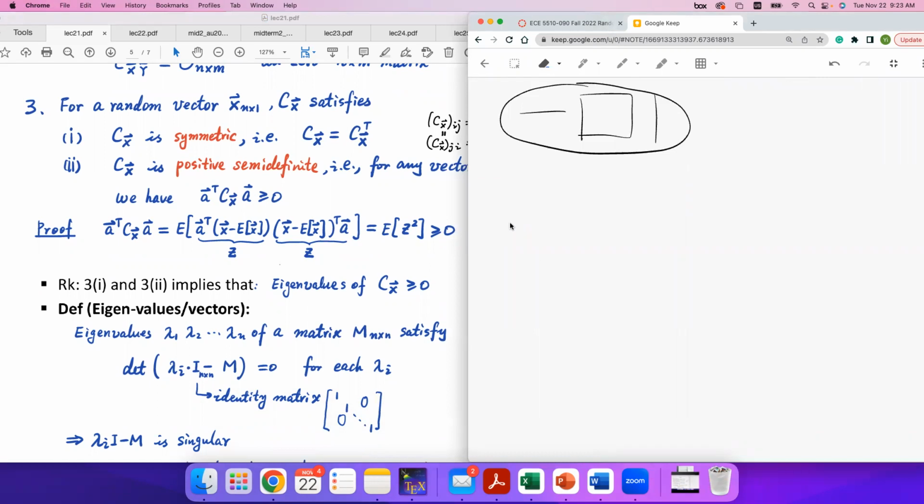So this would become, well, this is A transpose, which is a row vector. Now X minus its mean is a column vector, because by default, X is a column vector. And here we have X minus the mean taking the transpose. So this is like a row vector. So this is X minus the mean, and this is X minus the mean to the transpose. And A, again, is a column vector.